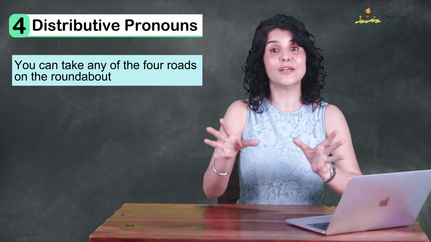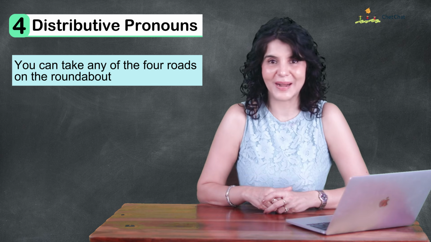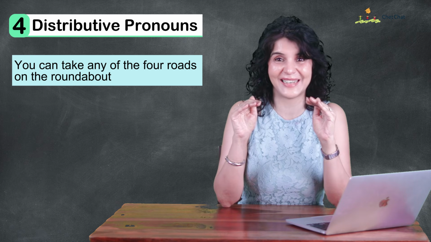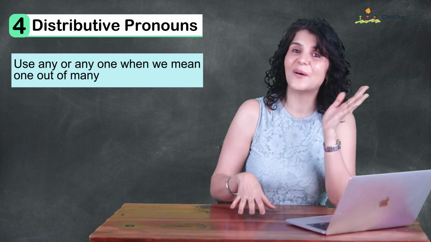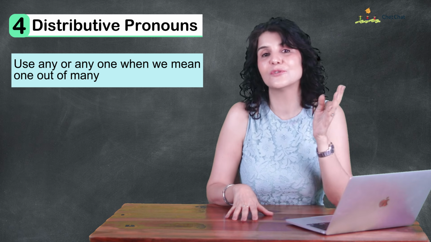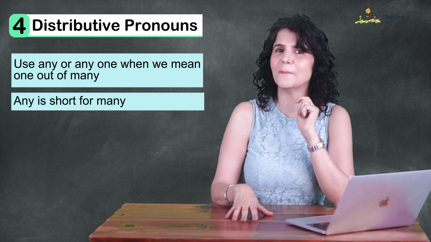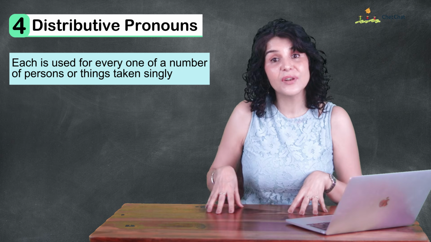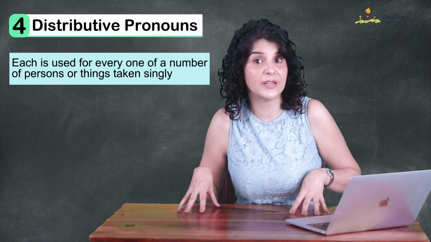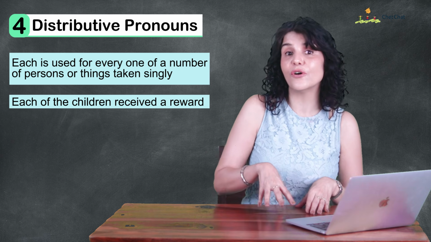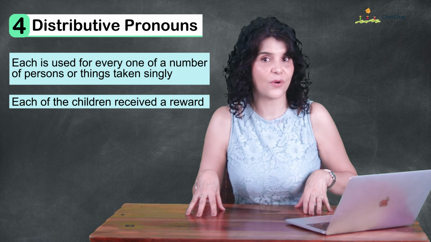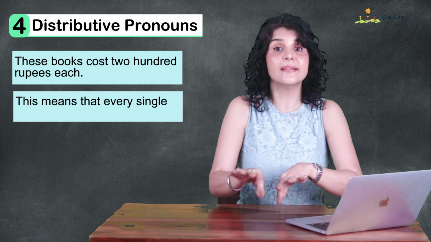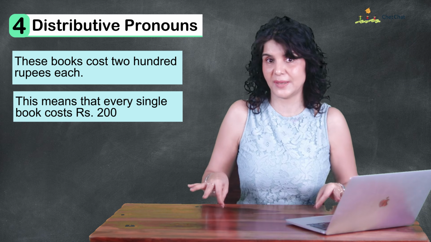You can take any of the four roads on the roundabout. Oh my God, that sounds like a crazy way to give directions, and this person will definitely get lost. But we use any or anyone when we mean one out of many. Any is short for many, and that's a clue for you. Each is used to denote every one of a number of persons or things taken singly. Each of the children received a reward. These books cost 200 rupees each. It means that every single book costs 200 rupees.